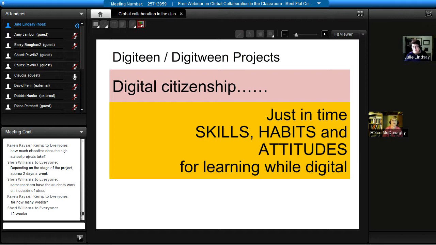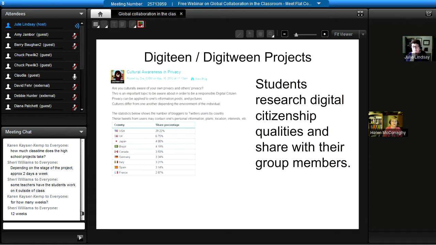All right, so now we've got the digital citizenship projects. There are two of these, but we tend to blend quite a bit because they're basically the same project, but younger students and older students. So we've got Digiteen and Digitween projects.